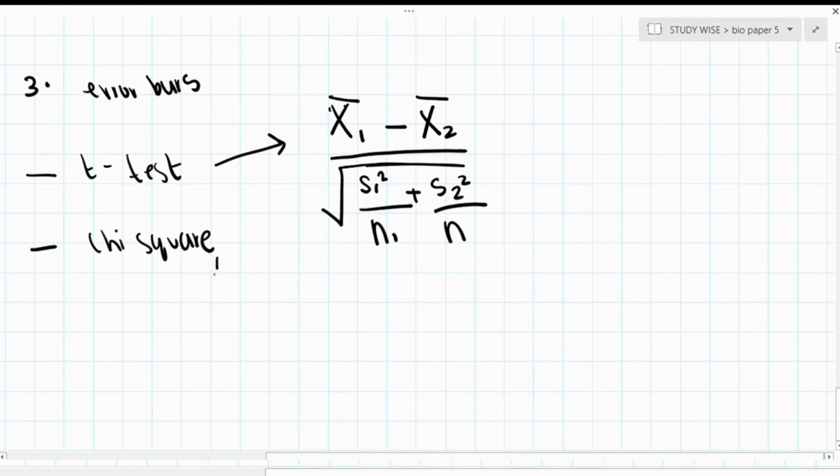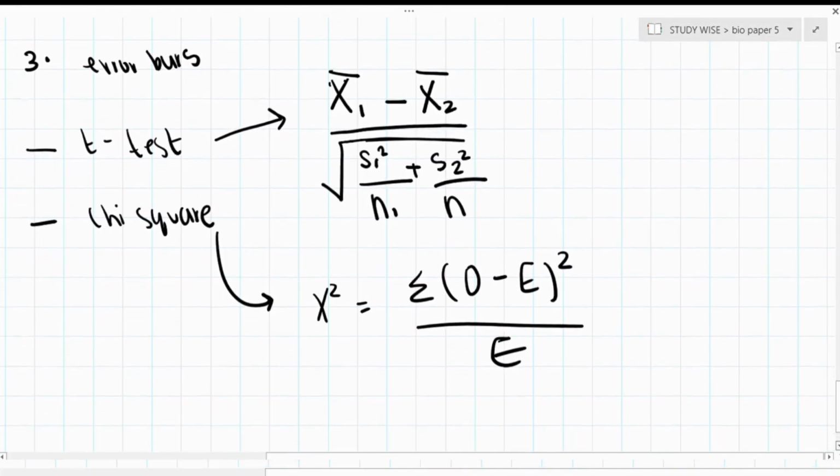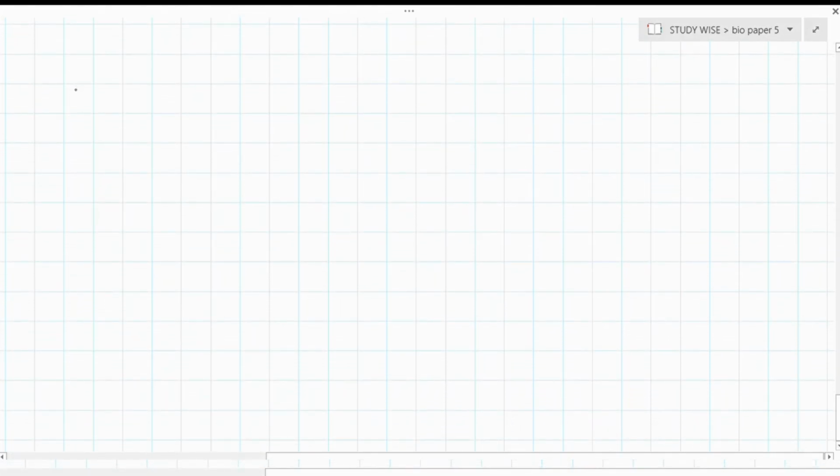And then you have chi-square. It's basically comparing between expected and observed. It's equal to the sum of observed minus expected squared over expected. And then you have the correlation tests, which are basically Pearson and Spearman. And these are to show if two samples are linearly correlated.